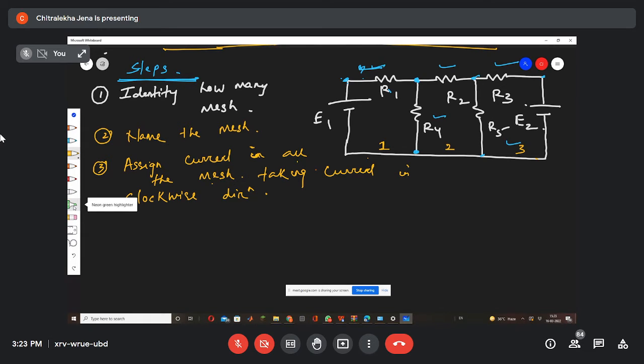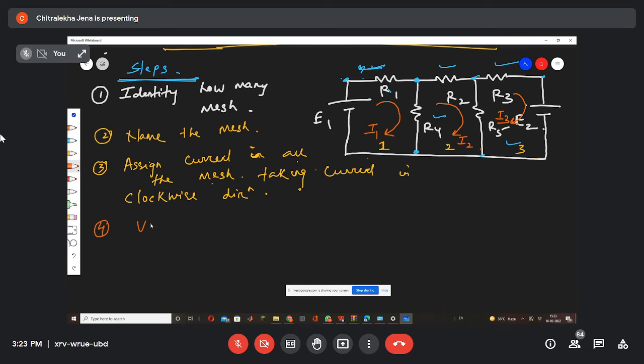So we'll assign the current in different meshes. This one you take as I1. Take the variable I1. This is I2. I do not have any information about I1, I2, and I3. I have to find out what is the value of I1, I2, and I3. Okay. This is your third step.